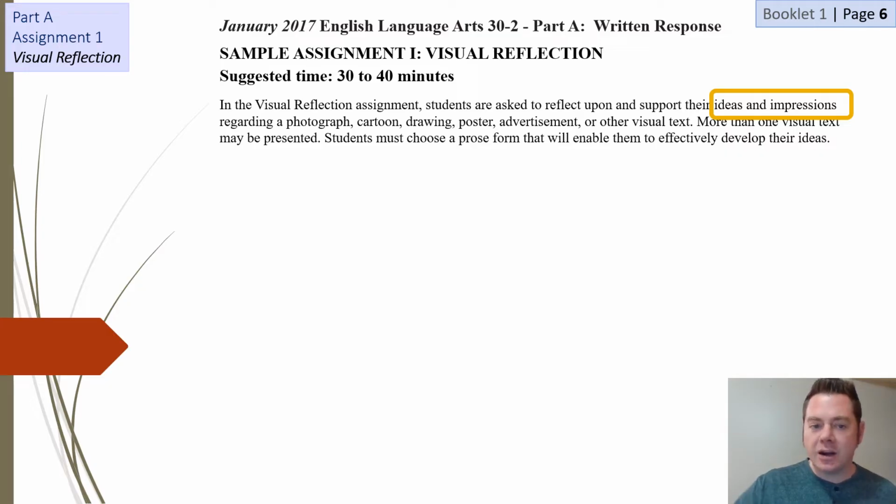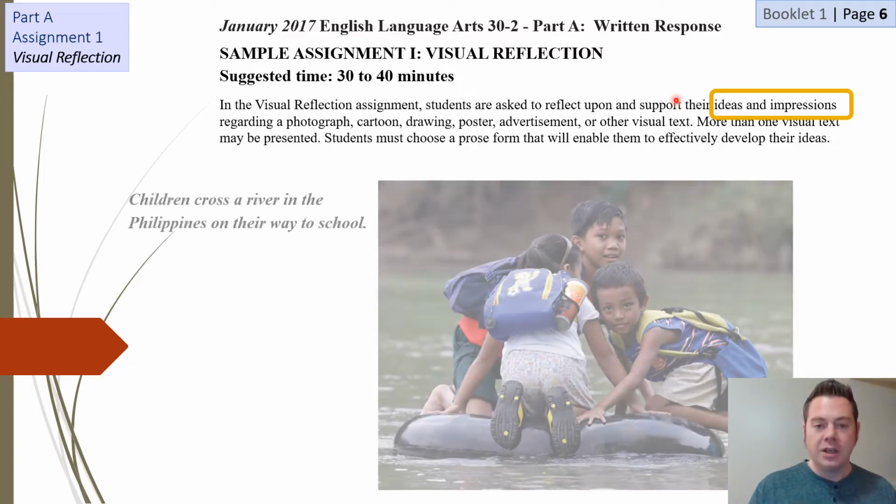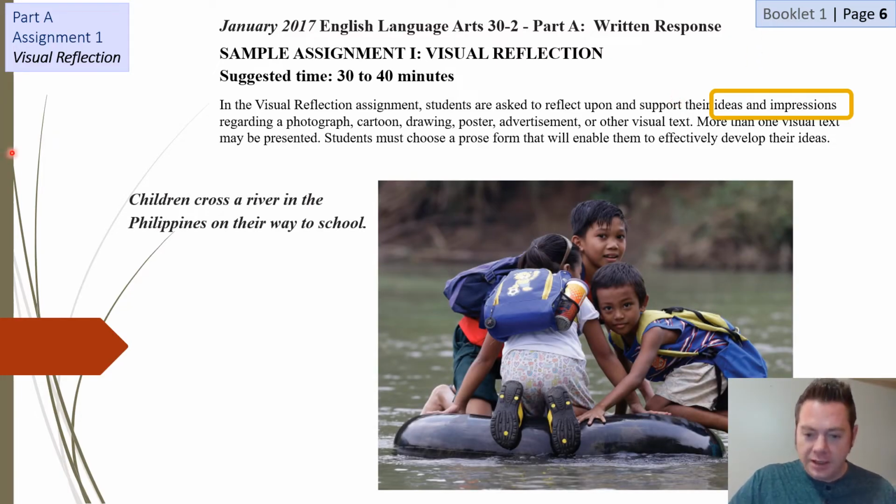Now, the idea here is being able to identify an idea. You're looking for a topic or an issue that might be present in the visual or visuals, and you're going to explore it. So an example visual here, you can see you've got these 3 children. They're on a bit of a tube or a raft here, and this particular visual comes with a caption. And it says, "Children cross a river in the Philippines on their way to school."